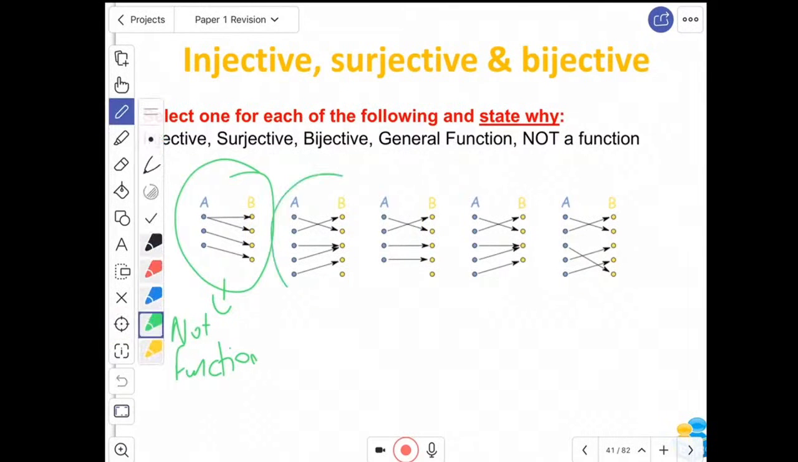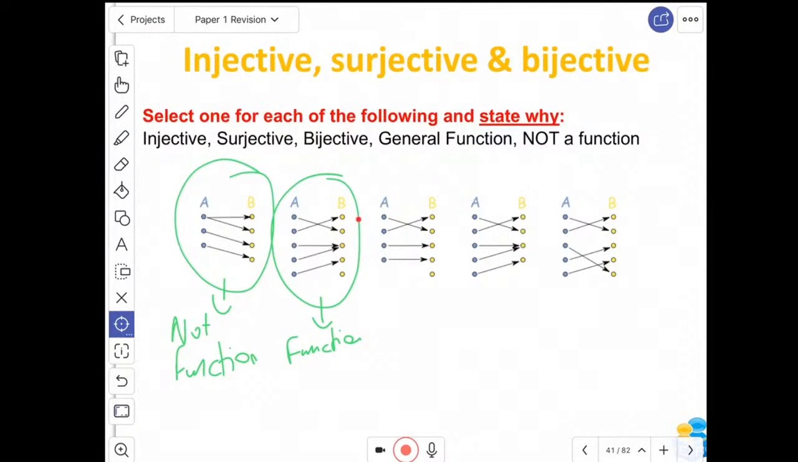This next example would be just a normal function. And the reason why this is a function is you can see each of our a values have been used, which needs to happen, and they've all only been used once. And you can see that they've just gone to a few random outputs. It's perfectly fine not to have all of these filled up. But what we will notice is that while you can't have two arrows coming out of the same input, it is perfectly fine for two inputs to go out into the same output.